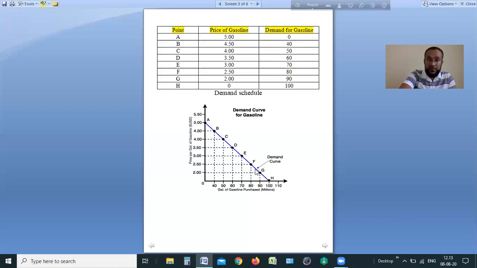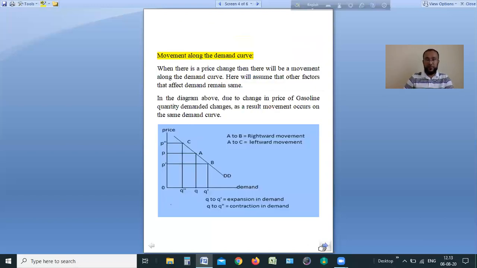So here we learned how to draw the demand curve and what the shape of the demand curve is. The demand curve is normally downward sloping because there is an inverse relationship between price and quantity demanded. Now let us move to another topic, movement along the demand curve. What is movement along the demand curve? It is simply when the price of goods or services changes, then the quantity demanded also changes.